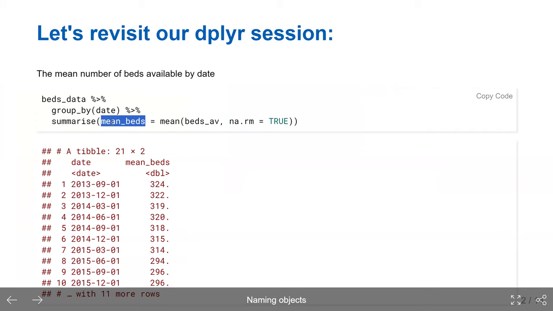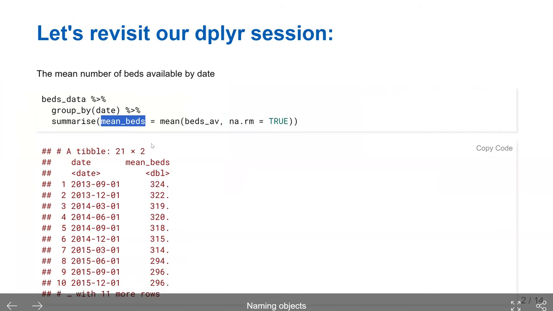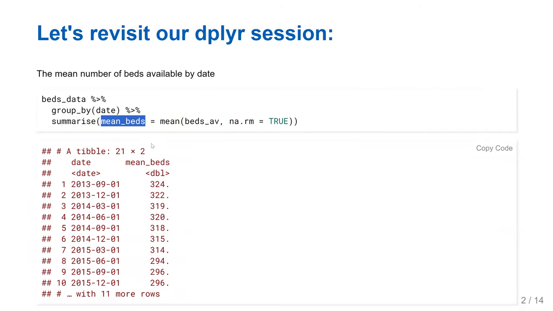There are no capital letters, no spaces, and no hyphens, which might be slightly different if you've ever worked in JavaScript or a different programming language, where you might have different conventions for your names. I know that with JavaScript, they like to capitalize names, but in R, typically we don't do that. We keep everything lowercase, and if there's a space between words, we use the underscore.